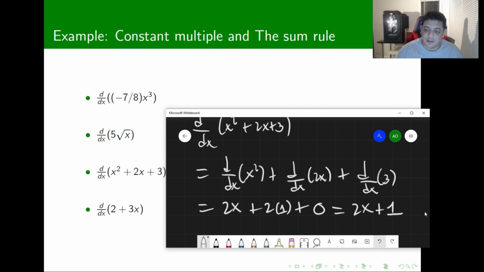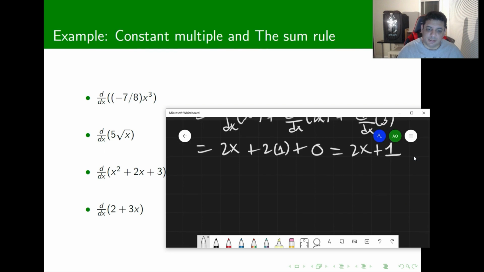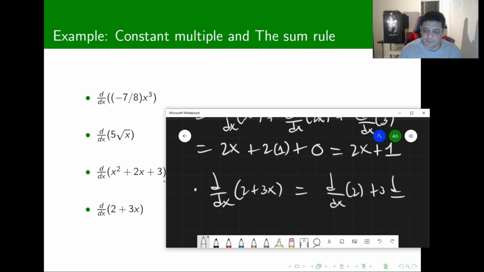Finally, similar to the one before, we have the derivative with respect to x of 2 plus 3x. So we can see this as the derivative with respect to x of 2 plus 3 times the derivative with respect to x of x. So this produces a 0 here, and this produces 3 times 1. So the derivative of the whole thing is 3.